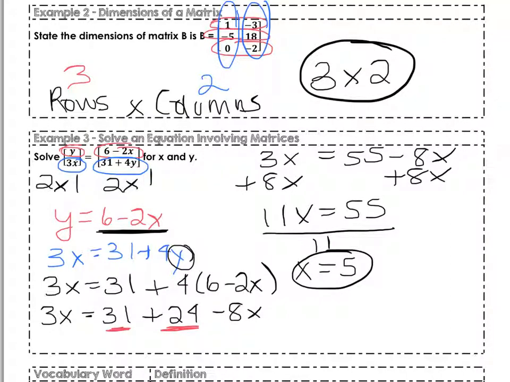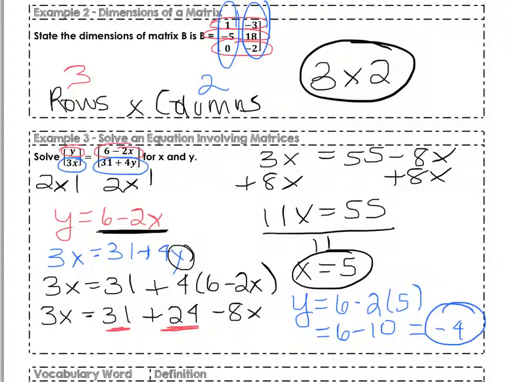Now, unfortunately, we're not done yet. We still need to solve for y. I'm going to use the first statement, y equals 6 minus 2x, and I'm going to plug in my value for x. So we really get 6 minus 10, and 6 minus 10, well, that's equal to negative 4.